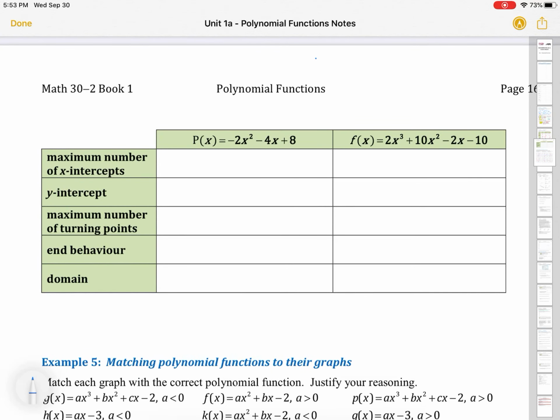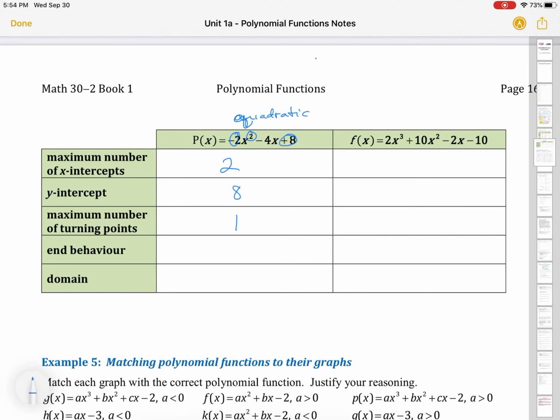Now we're going to look at two others. So here we have a quadratic, right? Okay, that's a Q, hard to believe. So let's think. It's got a -2, okay, but quadratic, maximum number of x-intercepts, that's equal to the degree, which is 2. Y-intercept, well, that's equal to the constant, so that's 8. Maximum number of turning points, 1. It's a parabola, so it only has one turning point.